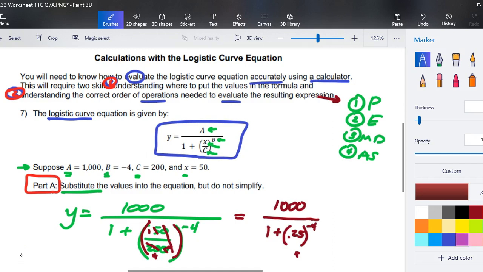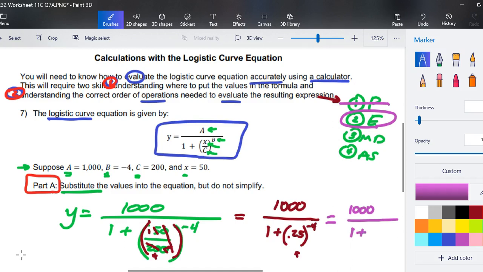Moving on to part C. Part C says, what is the next step in evaluating the expression? And that's according to order of operations. Do this, but leave the answer as a fraction and write your new equation. So we took care of the inside parentheses work. Now we need to take care of an exponent. So I still have 1,000. I still have 1 plus.